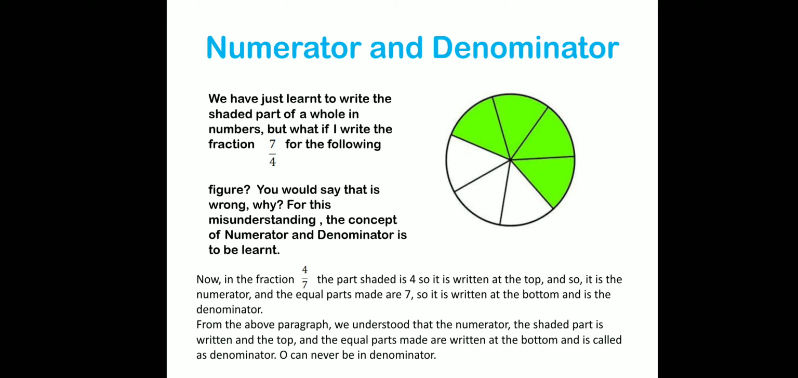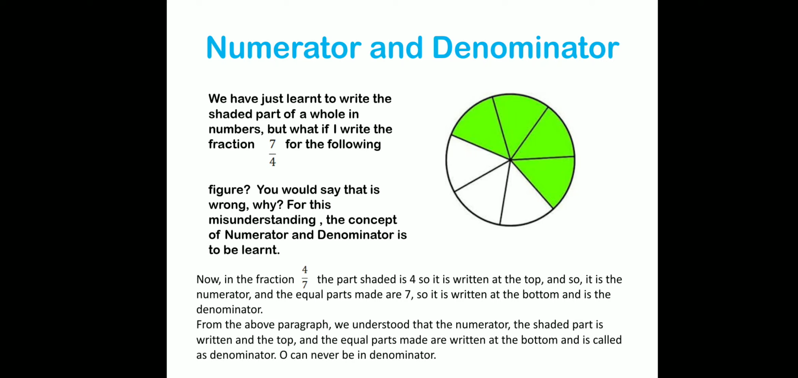Okay, and the equal parts made are 7. Equal parts made, how many are equal parts? 7. Right, so it is written at the bottom and is the denominator. Okay, so from this paragraph we can understand that the numerator, the shaded part, is written at the top and the equal parts made are written at the bottom and is called as denominator. Right, we did understand that from the above paragraph.